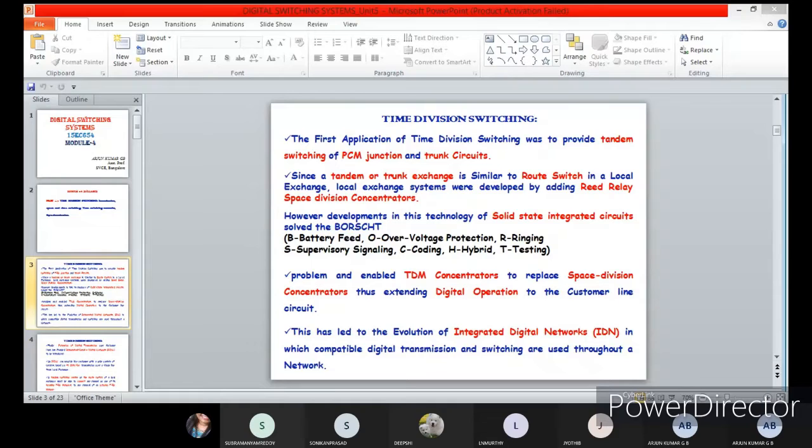Here, in the call models, we discussed how the connections happen, how the disconnections happen, and what the flow diagram is. And then what are the software linkages? Linkages means which software is activated during the calling process. That we have discussed in this module.